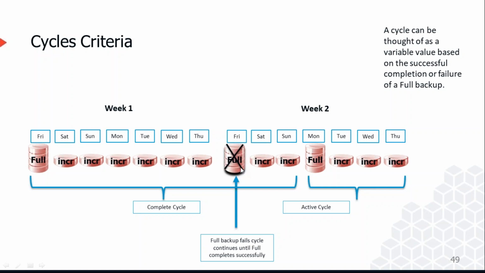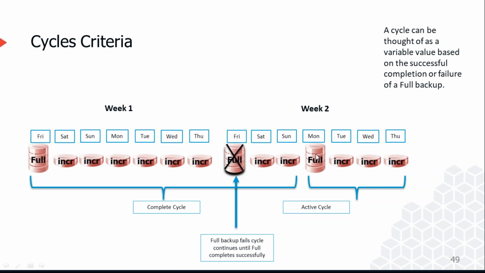on week two Friday, when the full backup was scheduled, it failed due to some reason. So on Friday, no backup took place. On Saturday, as per the schedule, I took an incremental, and on Sunday again I took the incremental backup. Now let's suppose I came back on Monday and I find out that on Friday my full backup failed.